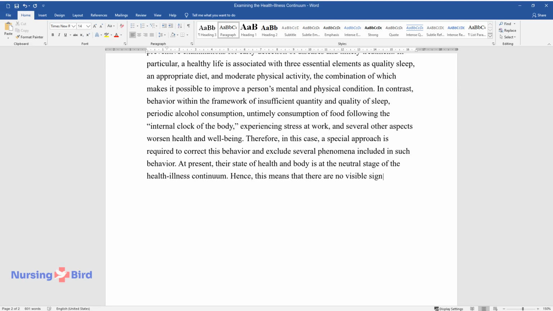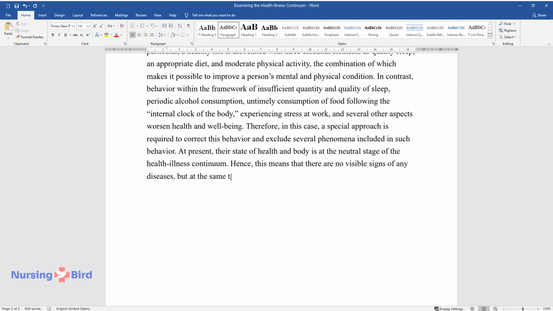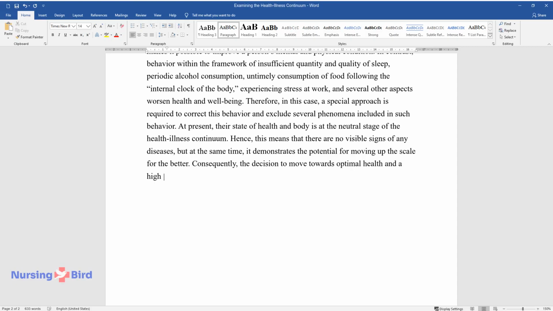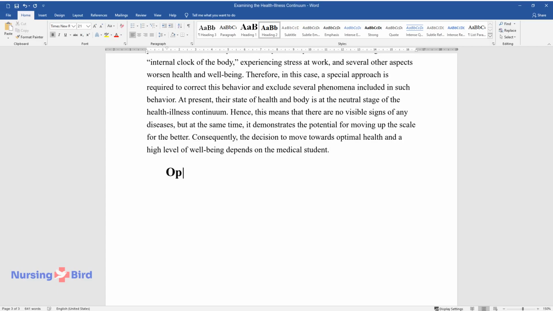Hence, this means that there are no visible signs of any diseases, but at the same time, it demonstrates the potential for moving up the scale for the better. Consequently, the decision to move towards optimal health and a high level of well-being depends on the medical student.